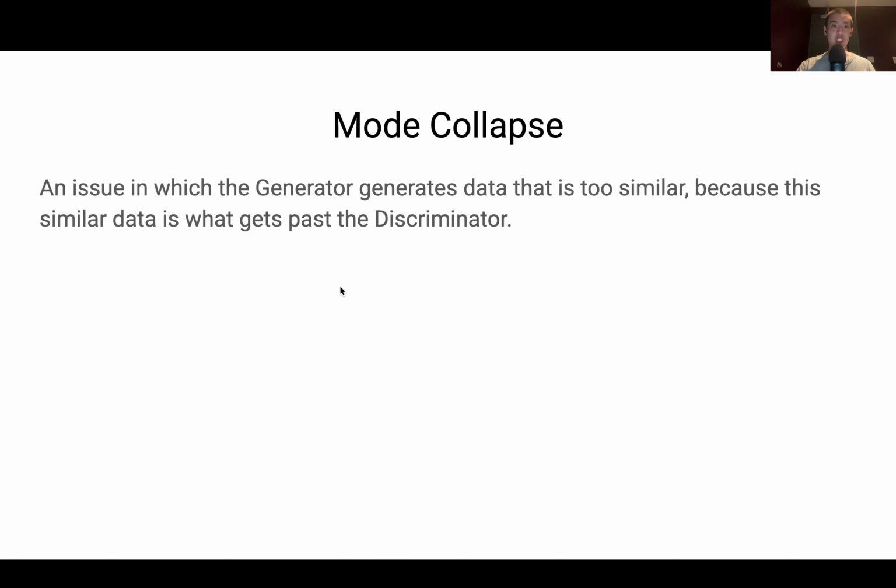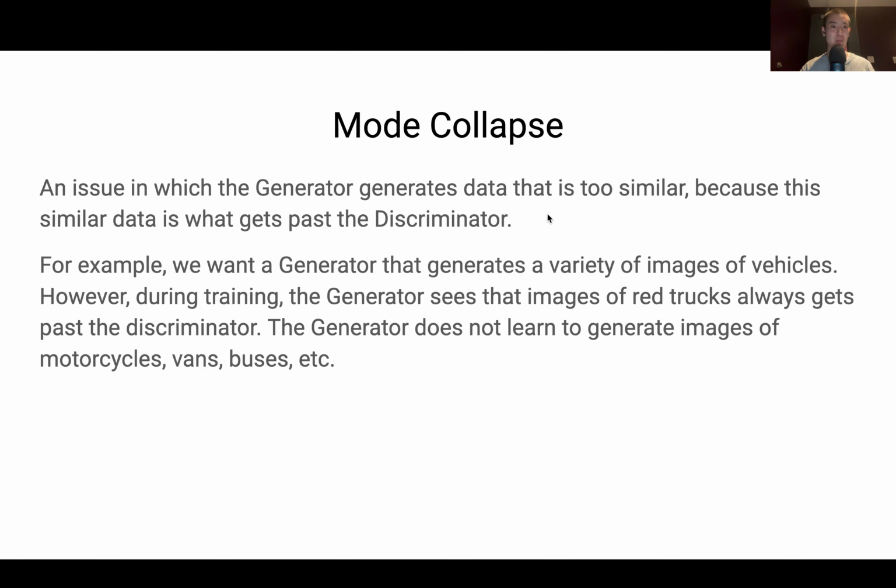Another issue of GANs is something called mode collapse, which is a really fancy way of saying the generator generates data that is too similar because this similar data is what gets past the discriminator. What does that mean in more simple terms? For example, we want a generator that generates a variety of images of vehicles. However, during training, the generator sees that images of red trucks always get past the discriminator. The generator does not learn to generate images of motorcycles, vans, buses, etc.